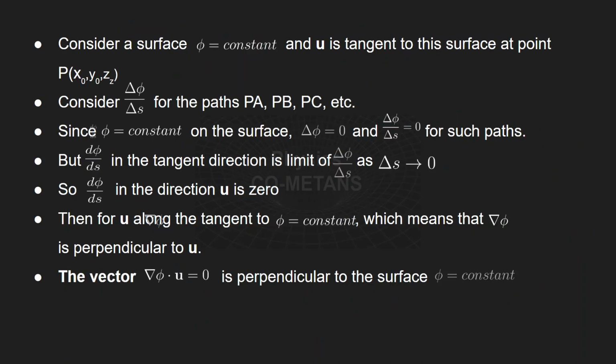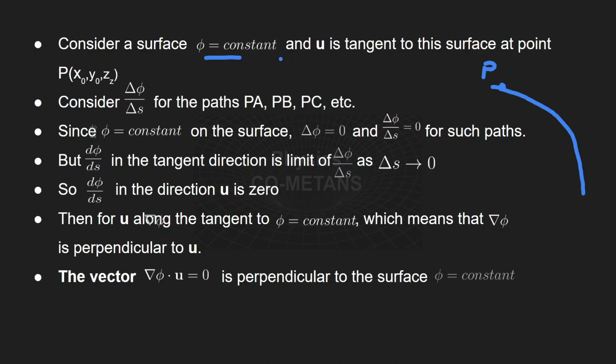a vector. Now let us consider one example. Let us consider a surface on which phi is constant. Let us consider one surface like this, a curved surface for instance, and let us consider a point on this surface. Let us name it P.